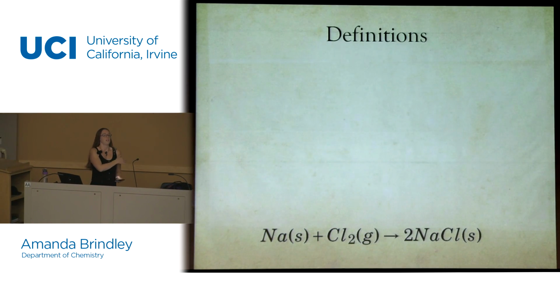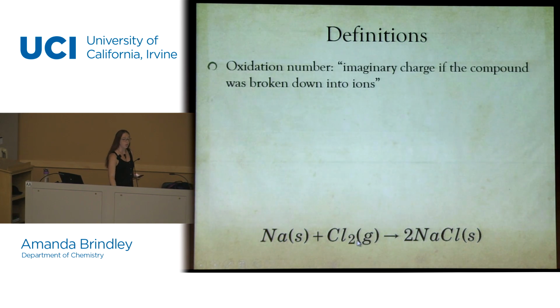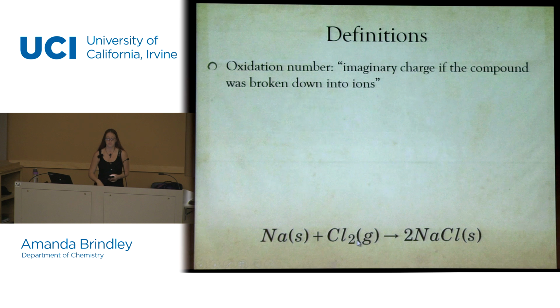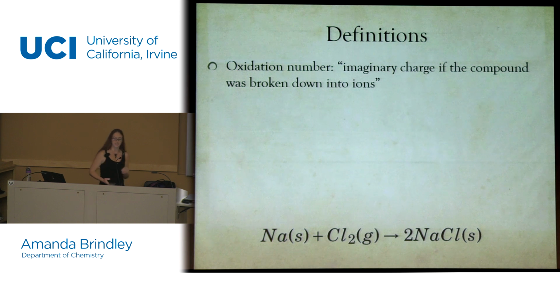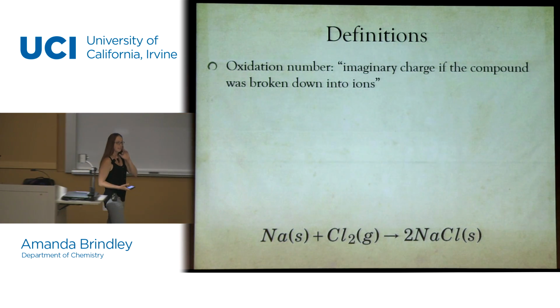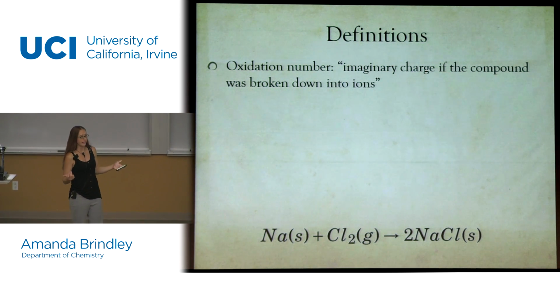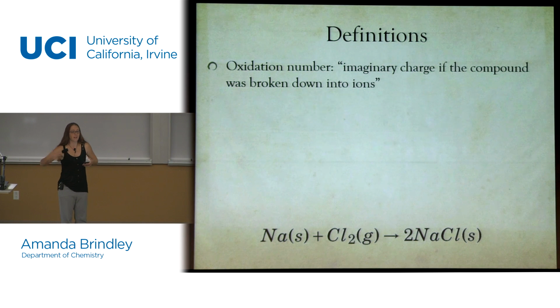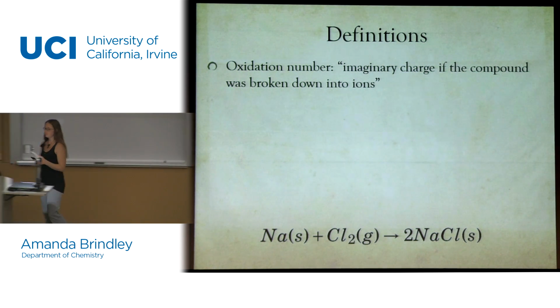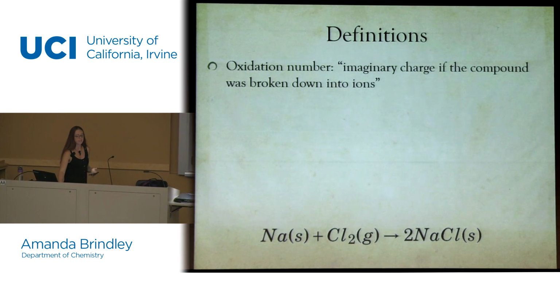Okay, so what are these? We're gonna use this as our very simple version, and then we'll do some harder ones. Oxidation number, it's kind of step one. I love this definition too: imaginary charge if the compound was broken down into ions. This is because some of these things that we're going to be looking at are not really what you would call ionic, or at least the parts that we're looking at wouldn't be. So it's as if everything had a charge. This is not quite the same thing as formal charge. It's a little different.